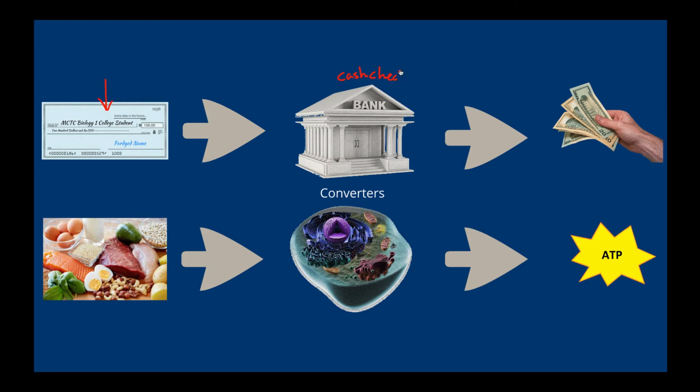And in that process, what they are doing is acting as a converter. They're converting the monetary value of that paycheck into cash. And cash is the standard currency that we use to buy goods and services. So if we can use that kind of analogy, think of ATP as the energy currency of the cell.